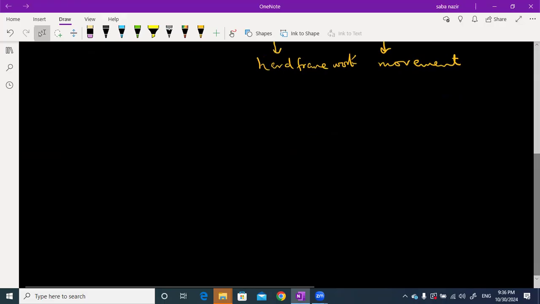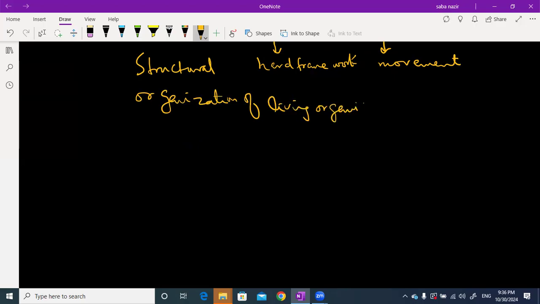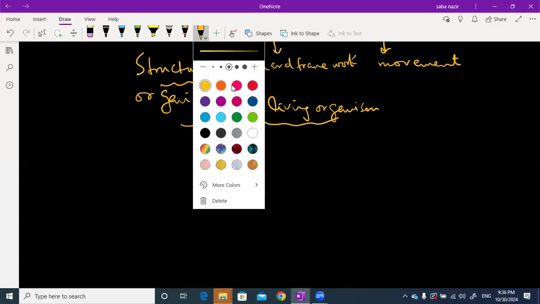Before we go into the subcellular structure, let's understand the structural organization of living organisms. What does it mean? To understand it in a better way, we can compare this concept with the structure of a building.